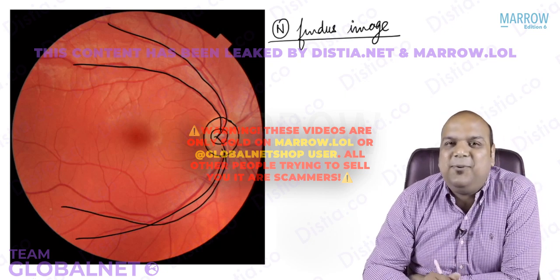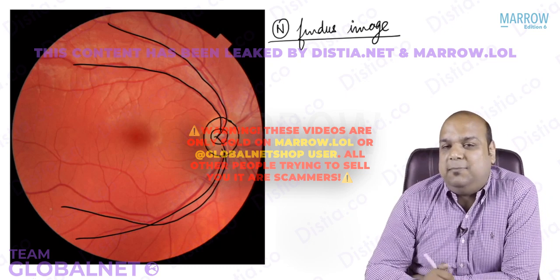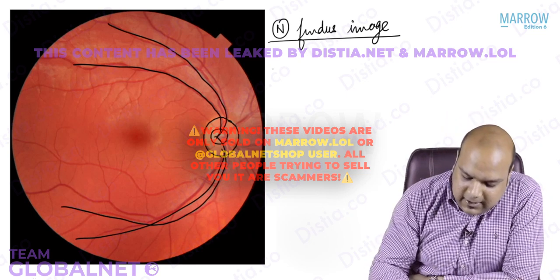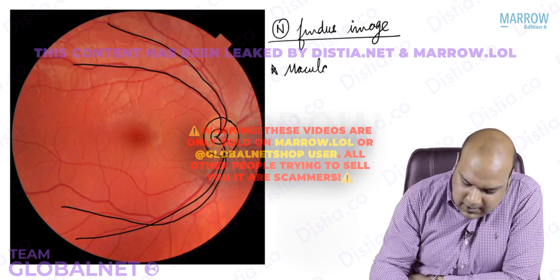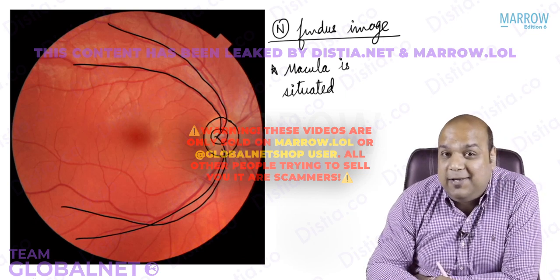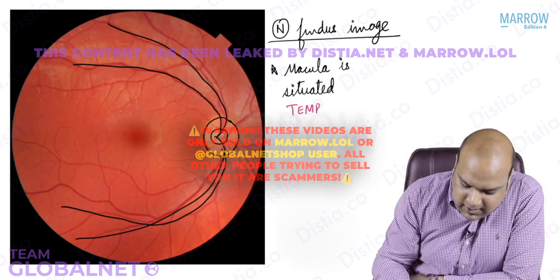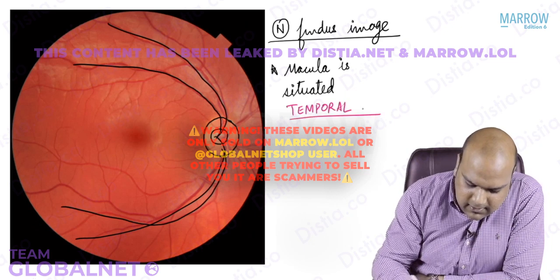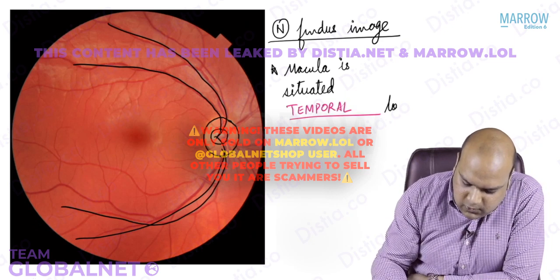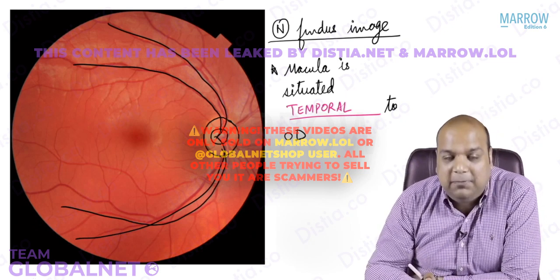Okay. Now the point comes, where is the macula? Macula, how do we know where is the macula? So first of all comes the theoretical point. The theoretical point is macula is situated, anybody? Where is macula situated? Macula is situated, yes, temporal to optic disc.